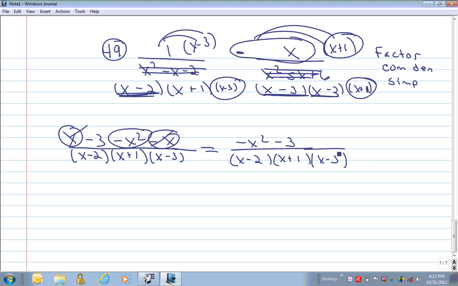Now we could leave it like this. I would be fine with this. A lot of times they don't like this negative hanging out in front of the numerator. They like it out in front of the whole fraction. So let's pull this negative out in front of the whole fraction. Then your fraction bar would be right here. If we do that, our denominator is going to stay the same.